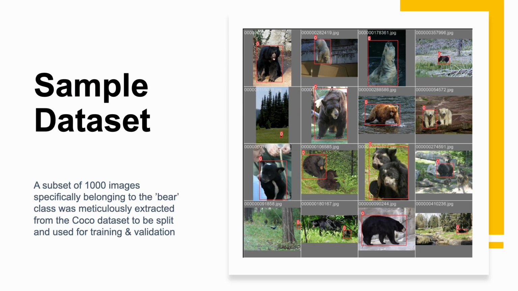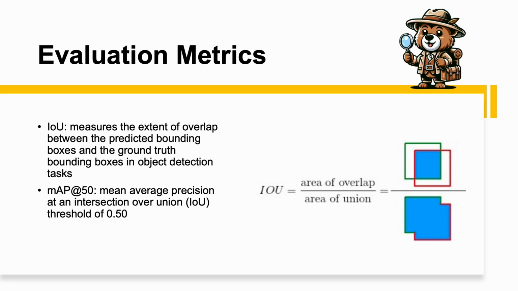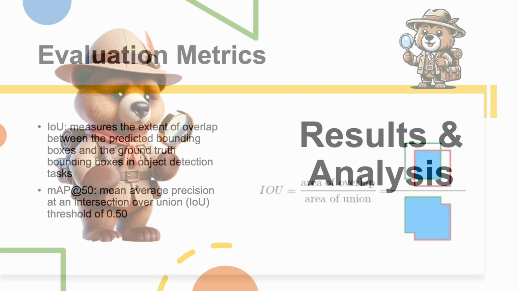Here is a sample of our dataset. Since data augmentation is effective in training models with smaller sample sizes, we will focus on augmenting the bear class, which represents one of the smallest groups in the COCO dataset. For evaluation, we will utilize the mAP at 50, which stands for mean average precision, at an intersection over union threshold of 0.5.